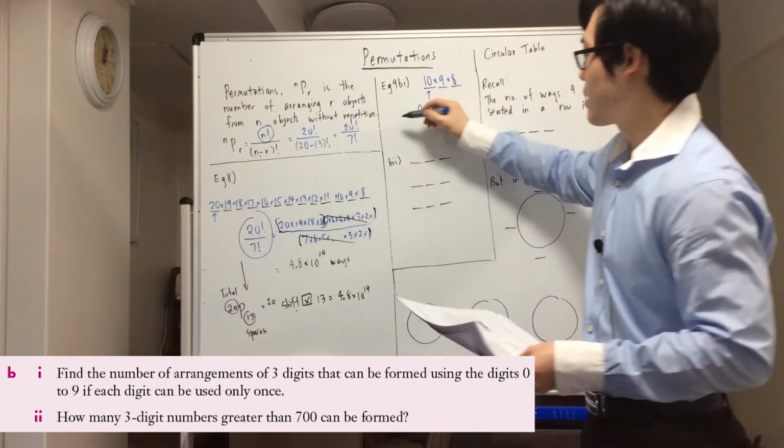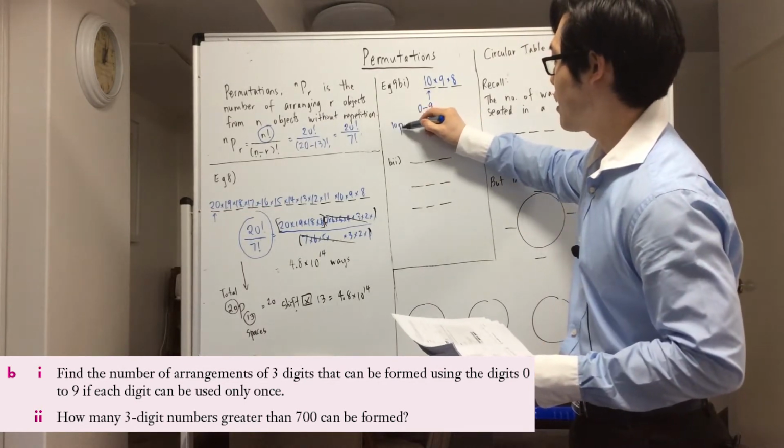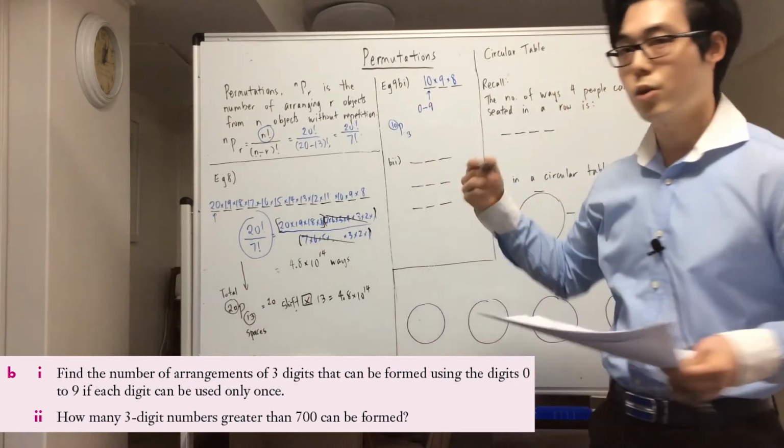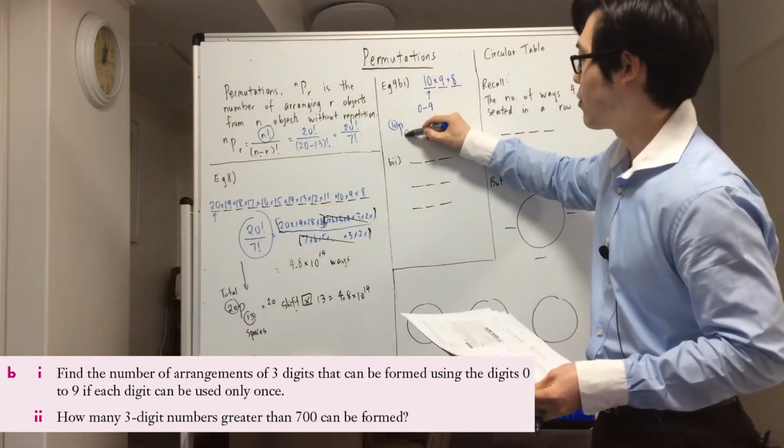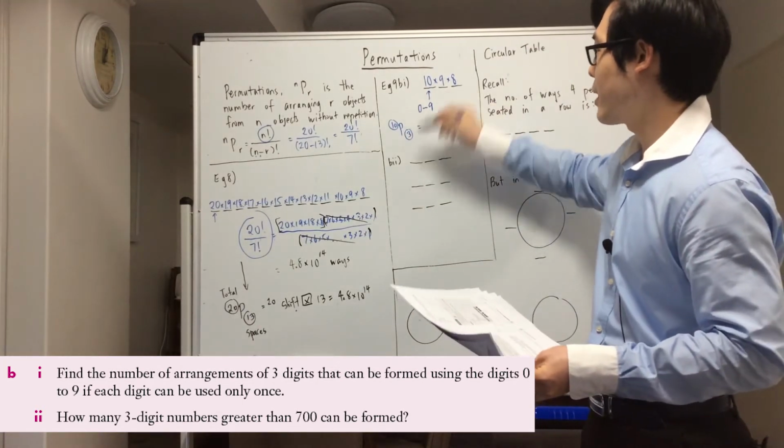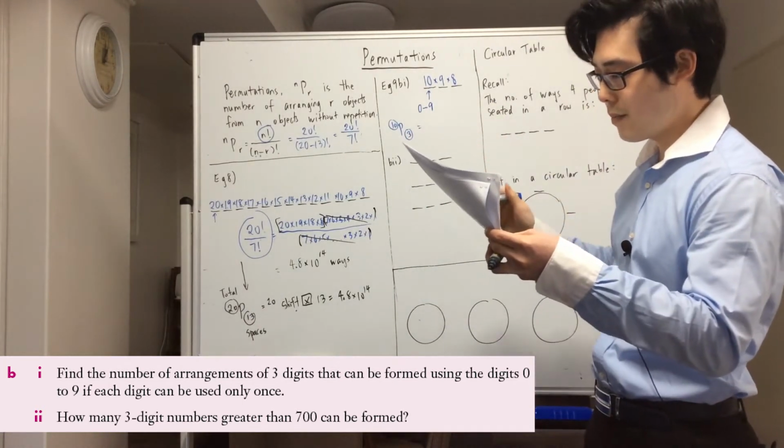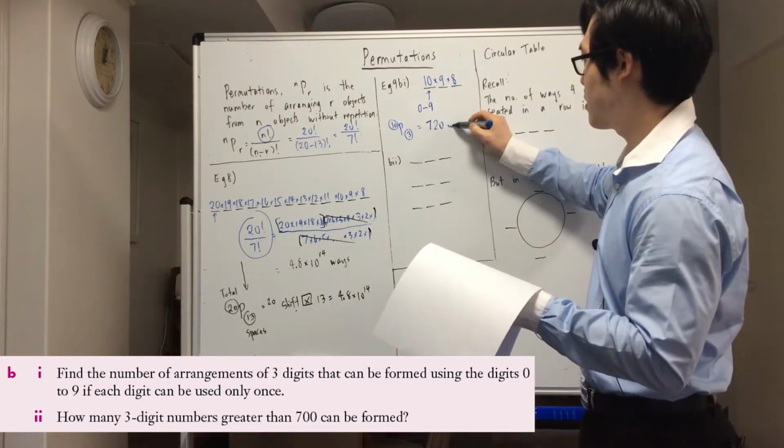This is the same thing as writing 10P3. Again, 10 for the total number of digits you can choose from, and 3 for the number of spaces. So either way, if you type either of them in the calculator, you'll get the number of ways.